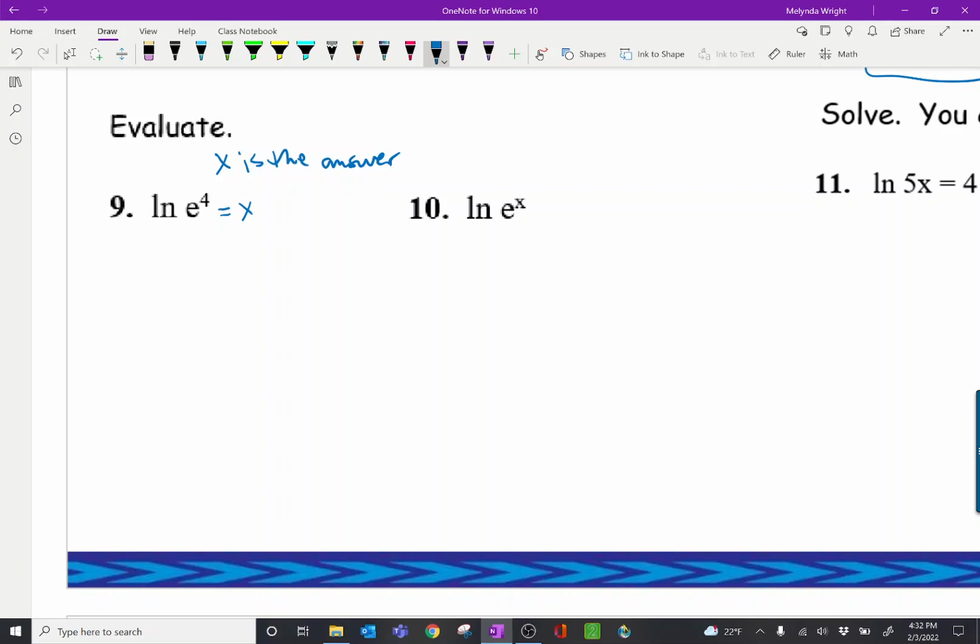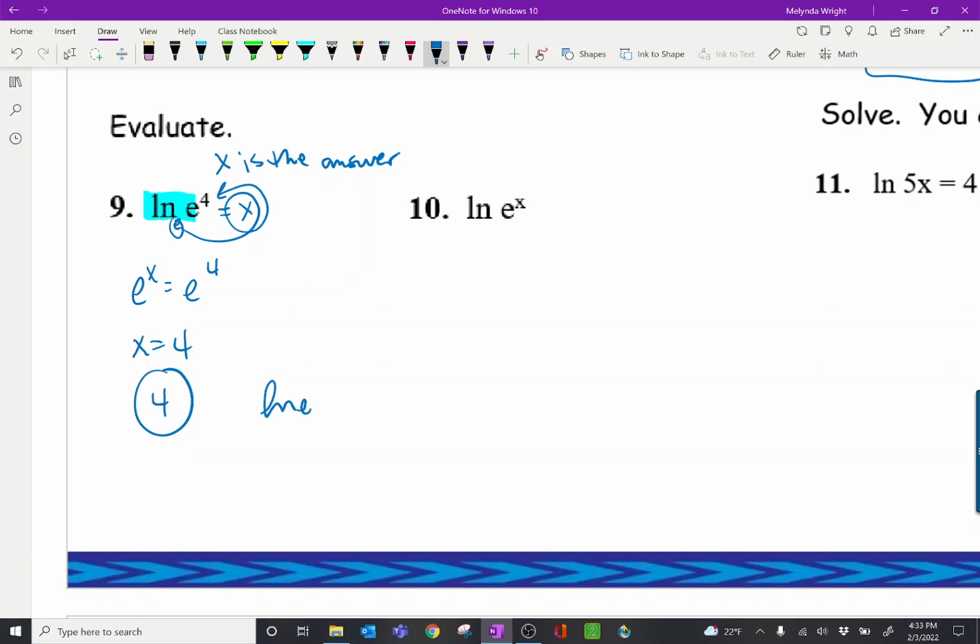So let's do our circle thing. So e to the x equals e to the 4. We know from our rules in the last unit that when our bases are the same and they're equal to each other, we can set the exponents equal to each other. So this answer is a 4. And I want you to start looking. See this ln e to the 4th? It just collapsed and it gave you a 4. Why would it do that?